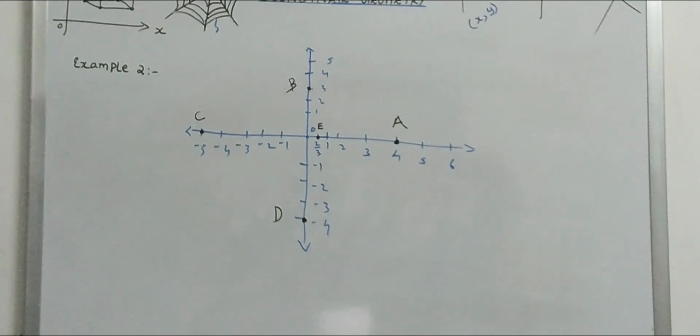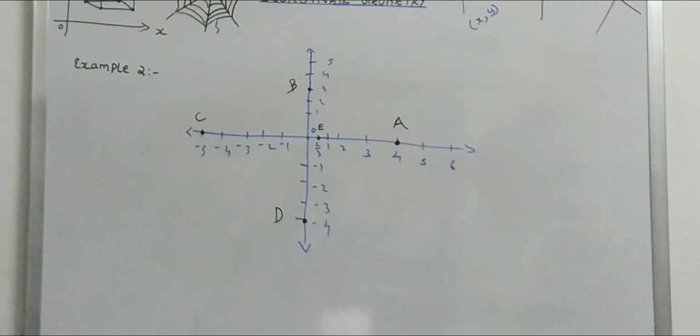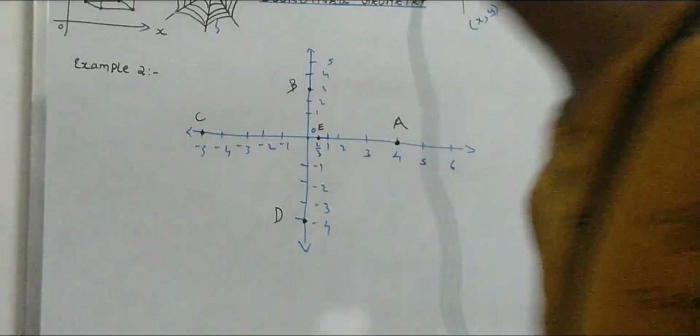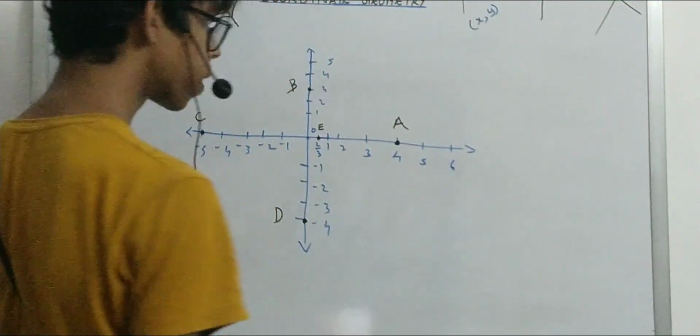The question is: write the coordinates of the points marked on the axes in the figure. The figure is given to you on the side. By looking at the figure we have to write the coordinates. That means we have to make the ordered pair x comma y of the following points which are plotted and given to you on the coordinate axes. Okay, so let us see.